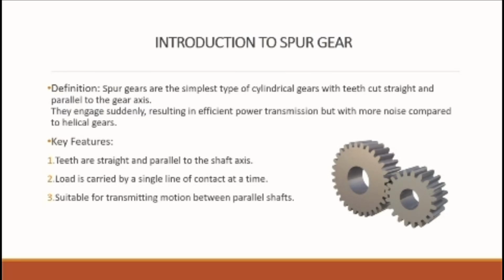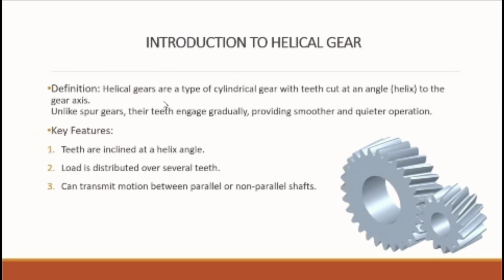Now we move on to helical gears. Helical gears are a type of cylindrical gears which have the teeth cut at an angle, called the helix angle, to the gear axis, which is the axis of rotation. As the contact is smoother, it is a gradual contact between the teeth of the gear. The operation is smoother and quieter, and the load is distributed over several teeth. And this gear can be used to transmit motion in parallel and non-parallel shafts.